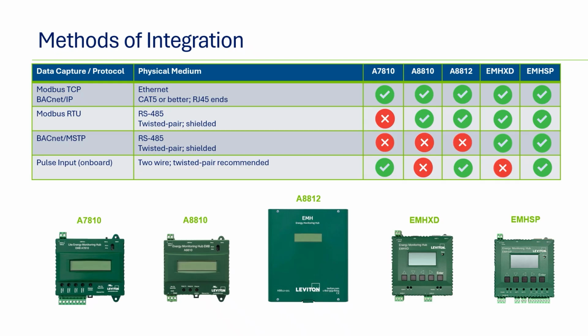EMHXD and EMHSP are the newest models, which offer some significant enhancements. EMHXD features dual Ethernet and dual Modbus, providing double the capacity of RS-485 devices. EMHSP features dual Ethernet with a single Modbus and 4 analog inputs and 2 relay outputs. All models utilize a browser-based interface. They all capture and consolidate the meter data and can be set up to push that data in a variety of ways.